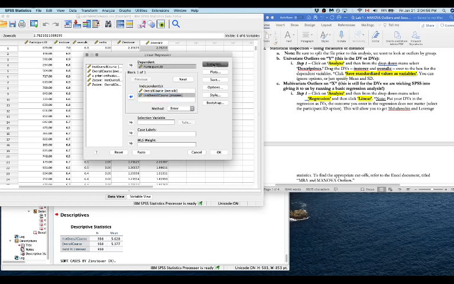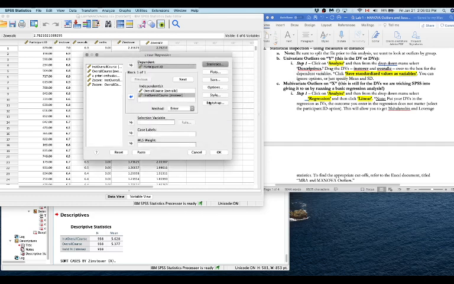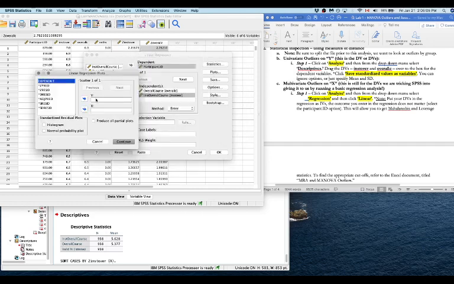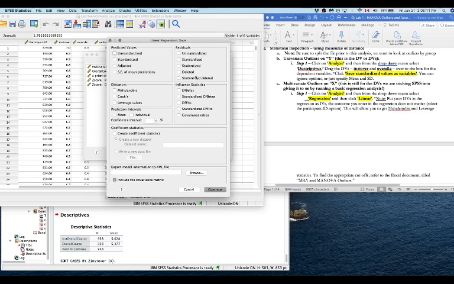So now we want to go to statistics. We care about none of these. Again, you don't have to click off all of this. We might want that later, but not right now. Save. Save is really what we want.